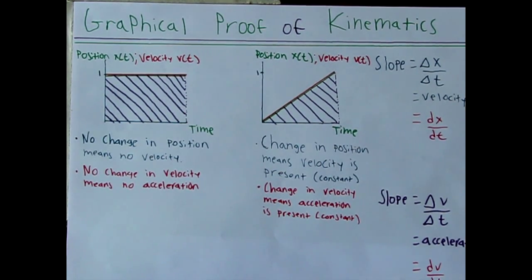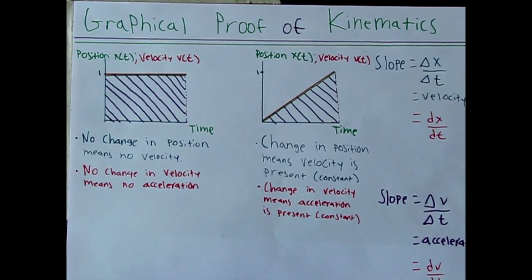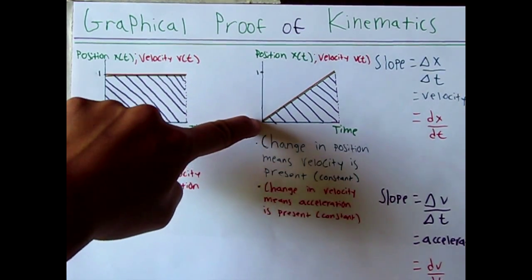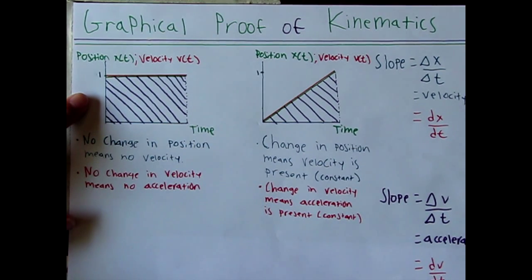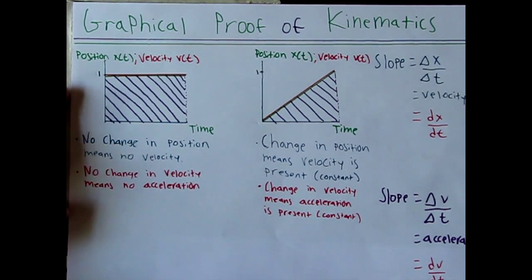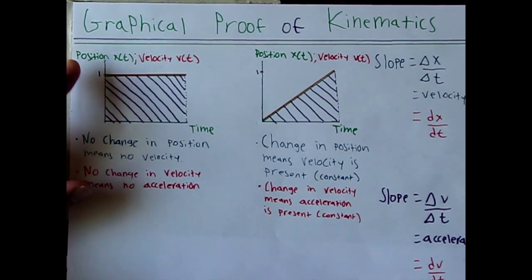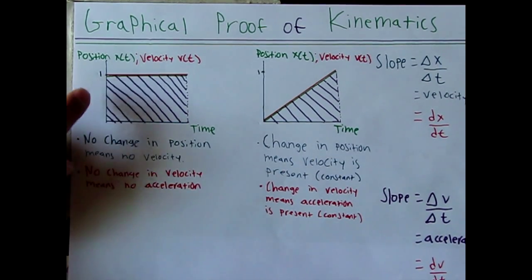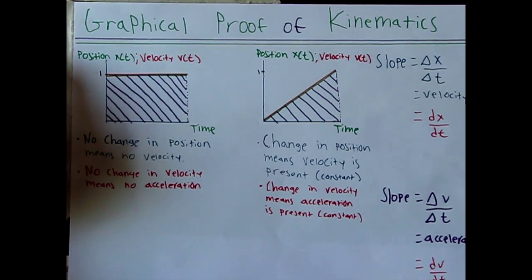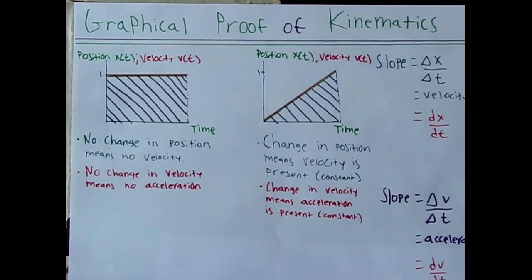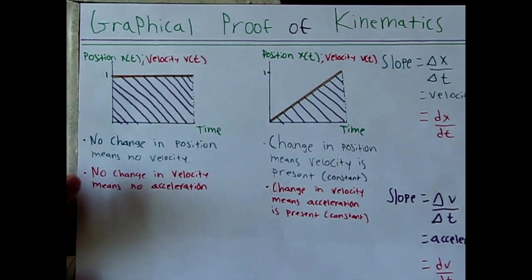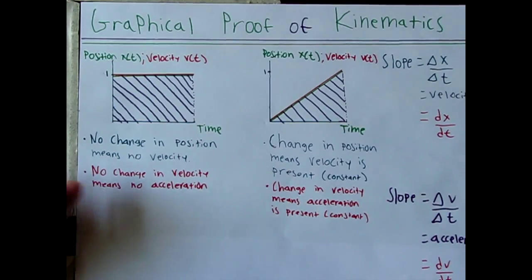Okay, calculus is nothing without application to nature. So here we have the graphical proof of kinematics, where we look at two different lines, one horizontal line and one with the slope of, say, x. If we look at the graph with no slope, and the position x of t and velocity v of t are the same, that means that because the position and velocity are constant at all times, there is no change in position, therefore no change in velocity, and therefore there is no change in acceleration as well.